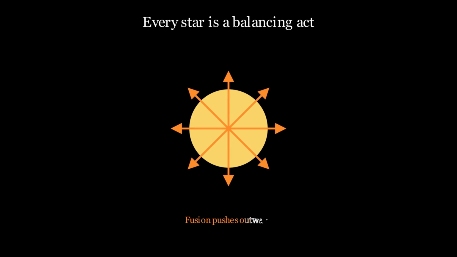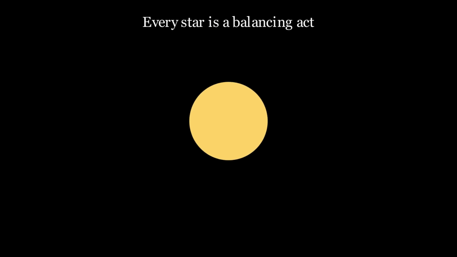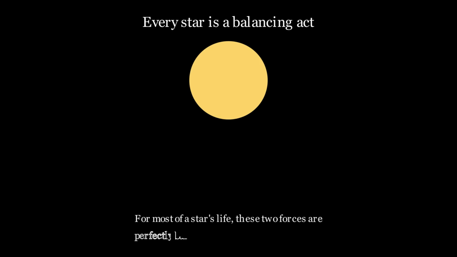Every star is locked in a constant balancing act. Fusion in its core pushes outward, while gravity pulls inward. For most of a star's life, these two forces stay perfectly balanced, holding the star stable for millions or billions of years. But a star only has so much fuel. Eventually, for a massive enough star, it runs out.